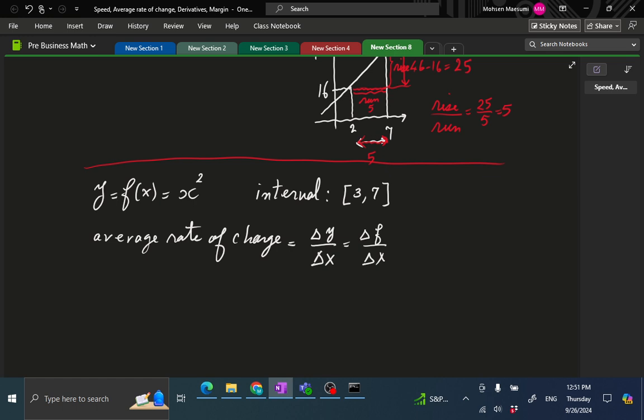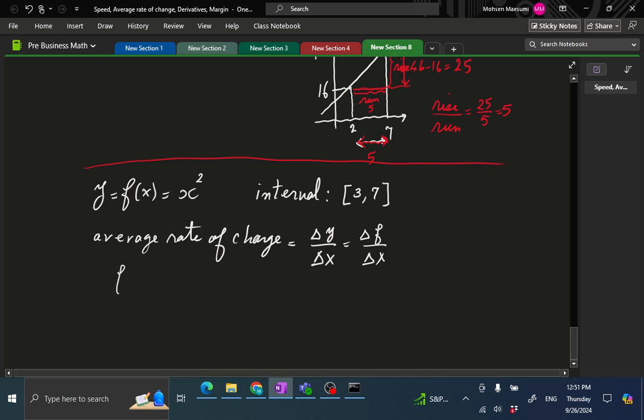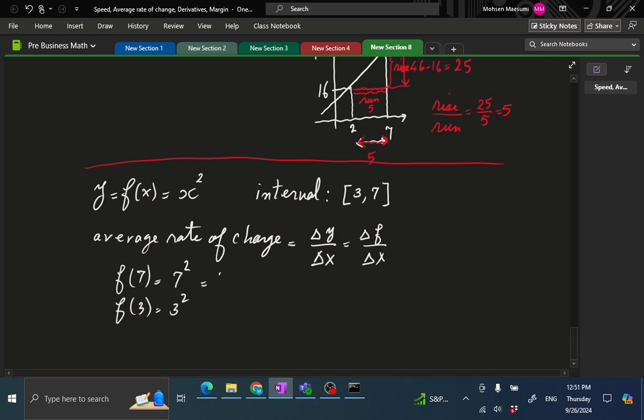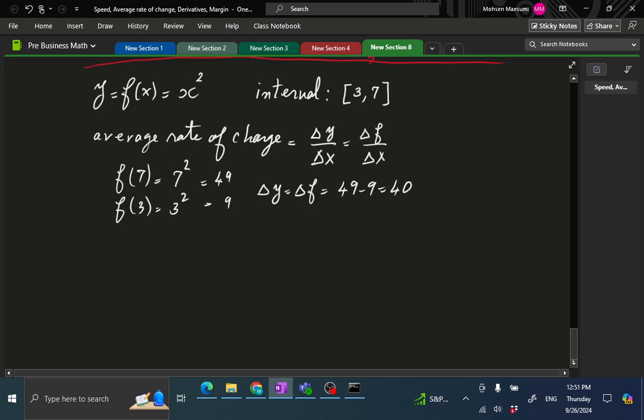Well, what do I need to do? Well, I need to figure out what is f at the end, f of 7. Well, that's 7 squared. What's f at the beginning? Well, f of 3 is 3 squared. And that is 49, and that is, of course, 9. So delta y or delta f is how much this changed. So 49 minus 9 is a nice 40.